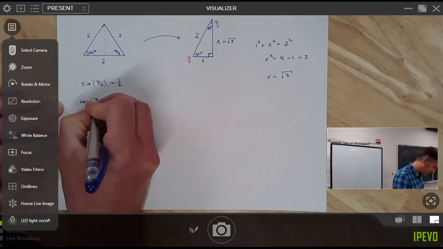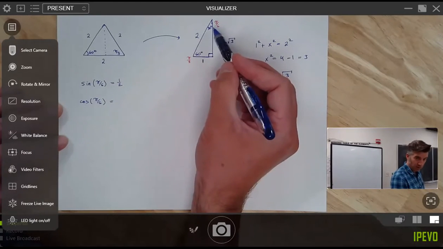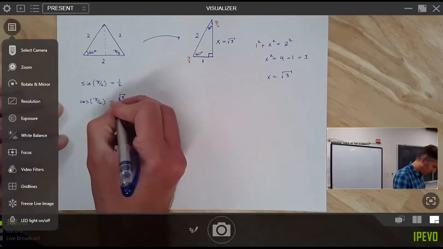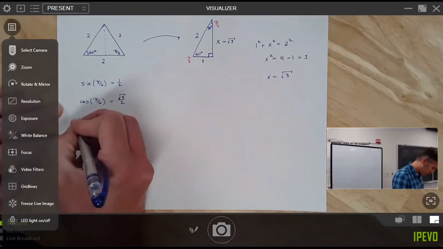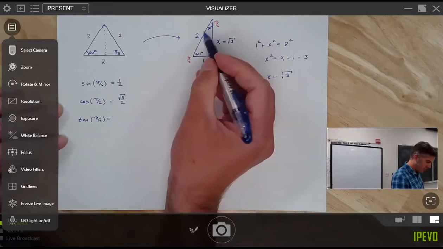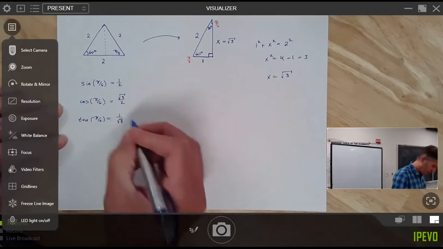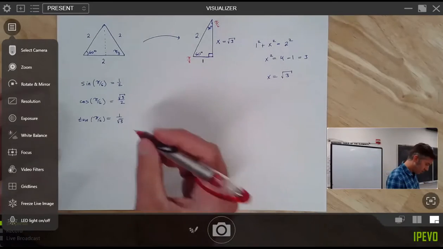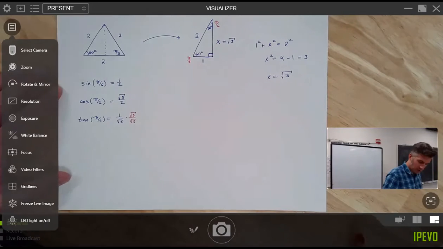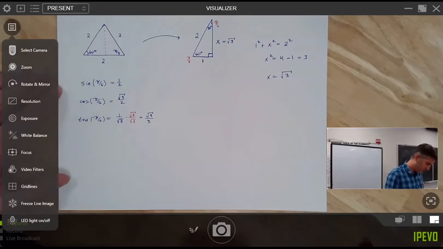Cosine of pi over 6 is going to be, so again, I'm looking at this angle up here, the adjacent over the hypotenuse. So it's going to be the square root of 3 divided by 2. Tangent of pi over 6 is going to be the opposite over the adjacent. That's going to be 1 over root 3. Again, we should rationalize. So we're going to multiply by the square root of 3 over the square root of 3. And we'll end up getting the square root of 3 divided by 3.